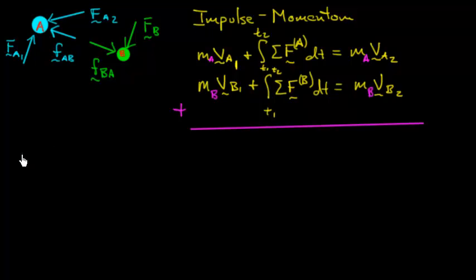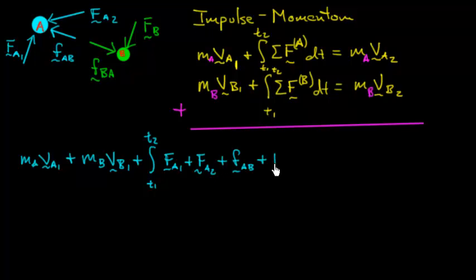So add these things together. I got mass A times velocity of A at time 1. So there's the linear momentum at time 1 of particle A. And of course we get linear momentum of particle B. And then I'm going to add in a sum of a whole bunch of forces, and I'm going to write those forces out explicitly. So I'll write the integral from time 1 to time 2 of the sum of all these forces: I have FA1, FA2, FAB, FB, and finally FBA, right? And I'm integrating the sum of all those with respect to time. And what does this give me? This gives me the total momentum at time 2 of the two particles.